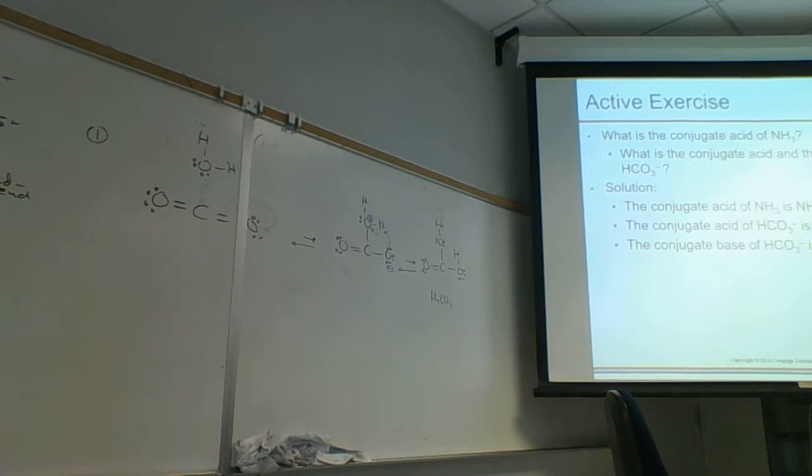Bicarbonate's amphoteric. That's why it has two of them. Ammonia is also amphoteric. Its conjugate acid is ammonium. Do you know what the conjugate base of ammonia is? Amide. Amide would be the conjugate base.